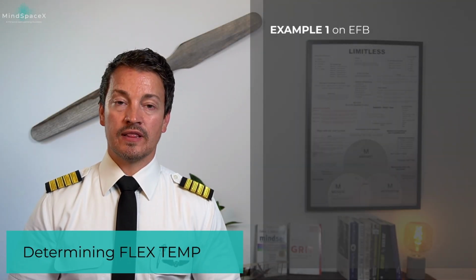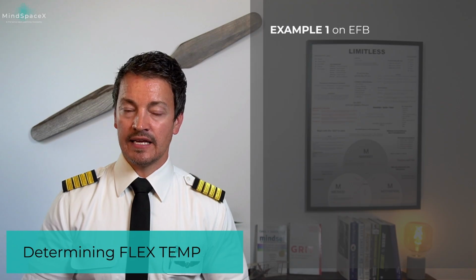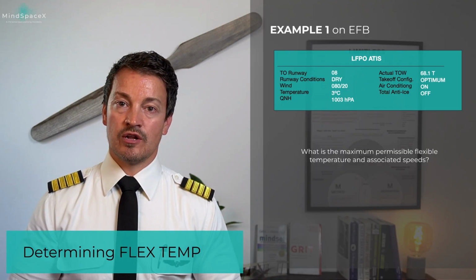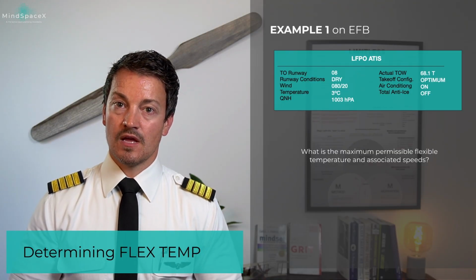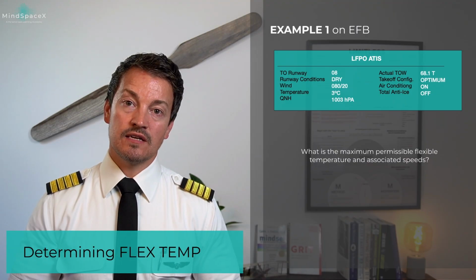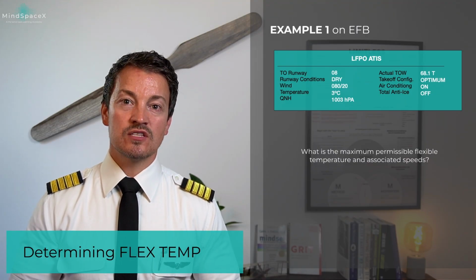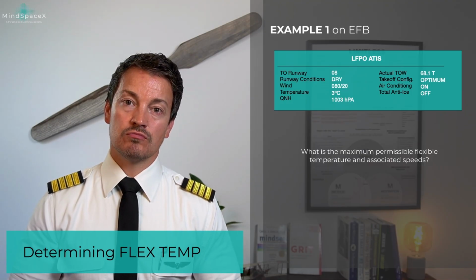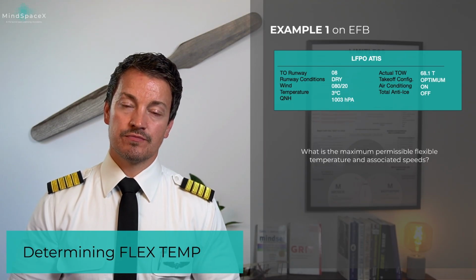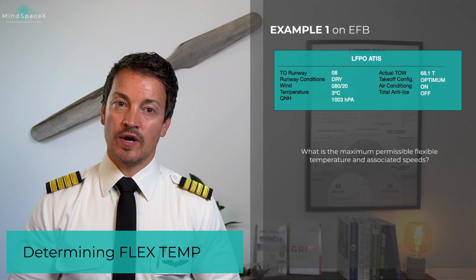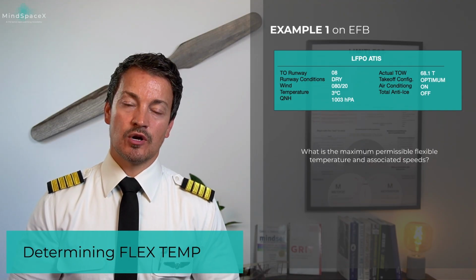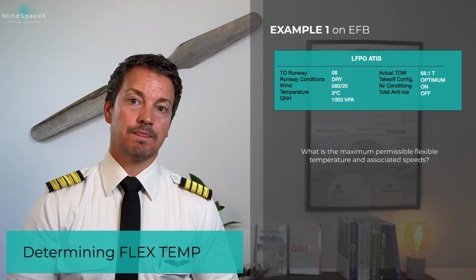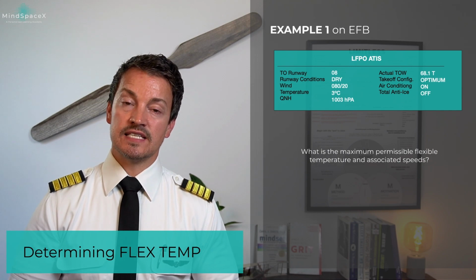Let's do an example on the EFB on calculating the flex value. We'll use more or less the same scenario that we had from before. I'm still using runway 08, dry conditions. I put in some winds right here. We have a very low temperature, good performance, lower QNH, and an actual takeoff weight of 68.1. And I want to know the optimum configuration for the flap setting with air conditioning on and anti-icing off.